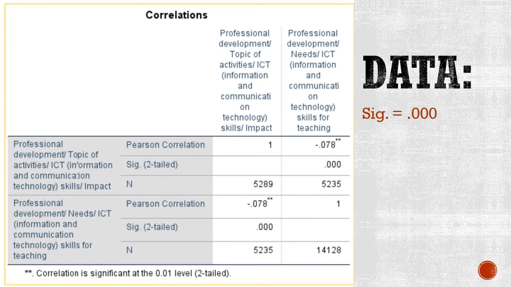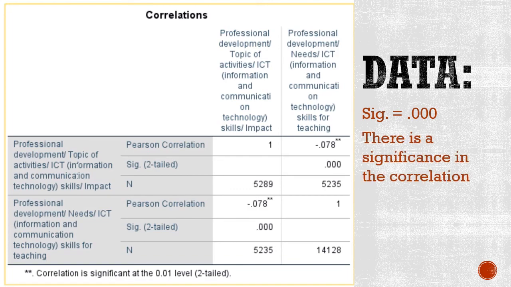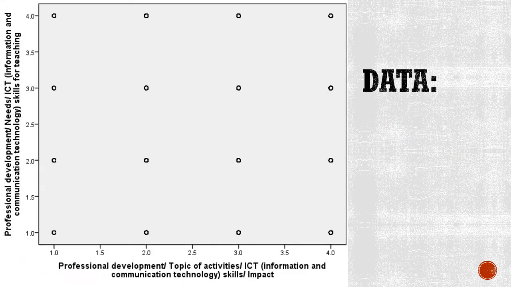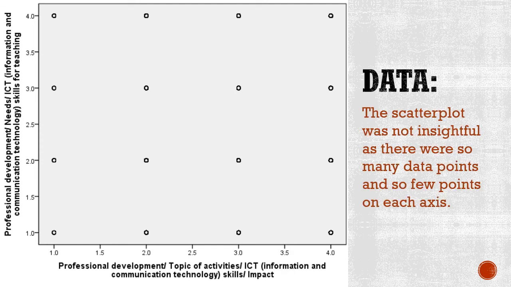After running a Pearson correlation, it turned out that it did show significance between these. However, when I ran a scatter plot, because of the extreme amount of data provided, which is a fantastic resource, but when you're looking at a Likert scale of 1 to 4 and thousands and thousands of reports, the scatter plot looks like this, and so it was not very effective.